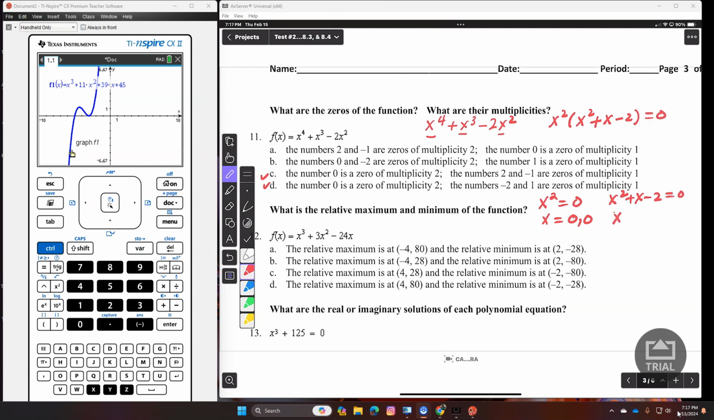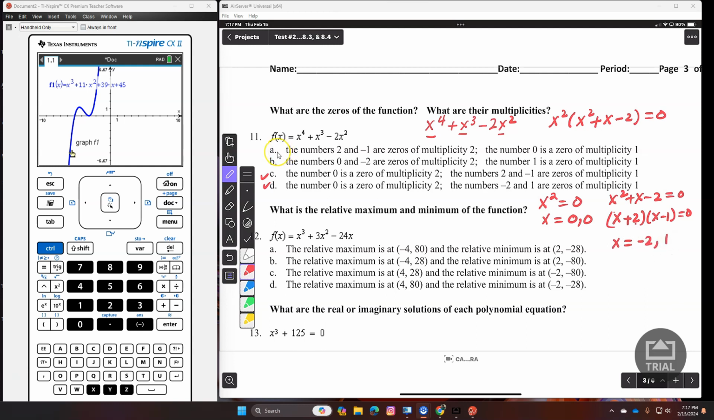So we have x minus 2. No, it'd be x plus 2, x minus 1 equals 0. 2 times negative 1 is negative 2, and then 2 plus negative 1 is 1. So what are the zeros? X equals negative 2. X equals 1.